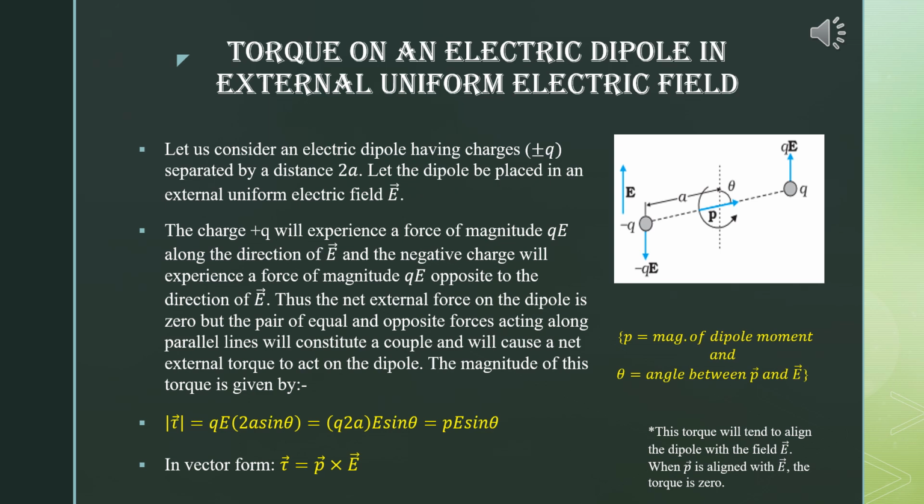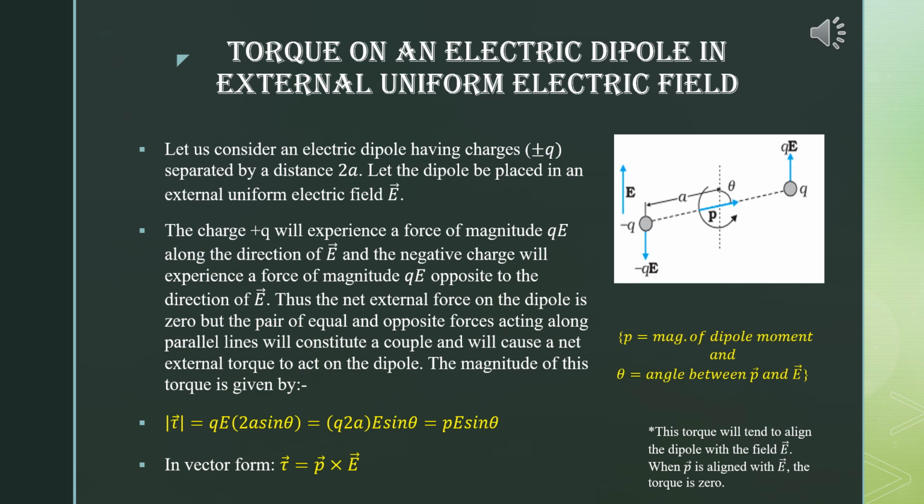So what is the total torque? Total torque is q 2a E sine theta. Now what is q into 2a? It is nothing but the magnitude of the dipole moment, that is small p, written without the vector symbol. So it will be pE sine theta. And obviously, as torque is a vector quantity, we can write it in vector form as tau equals p cross E. So remember, whenever the dipole is along the direction of E or opposite to the direction of E, and E is uniform, then the torque will be 0, because for theta equal to 0 or 180, the value of sine theta is 0.